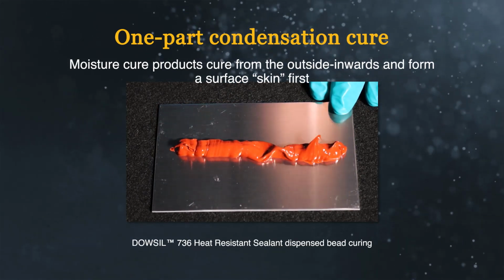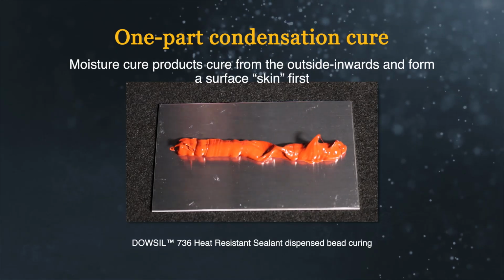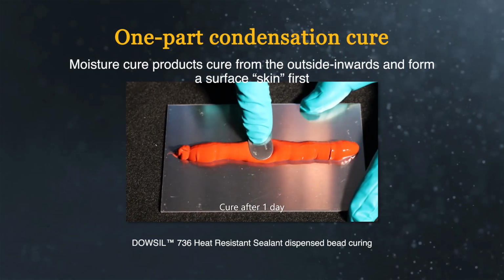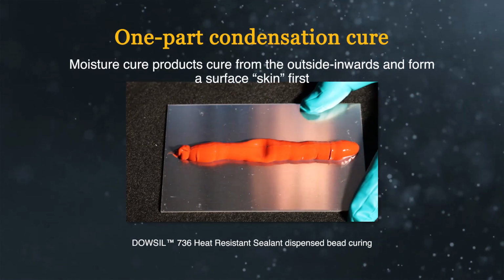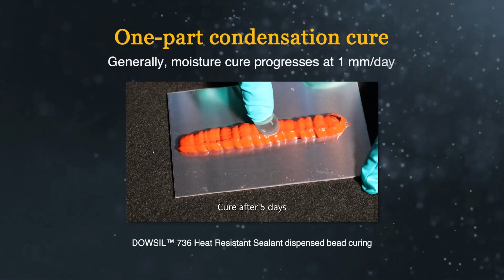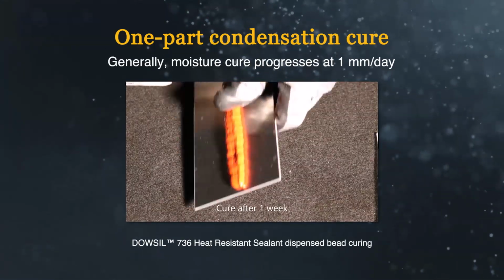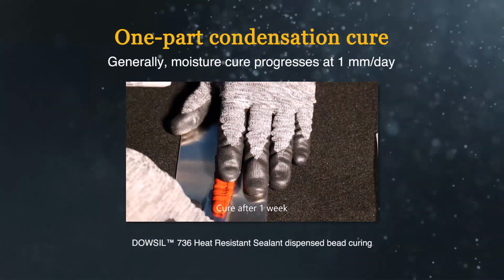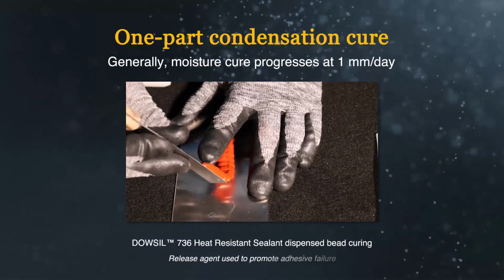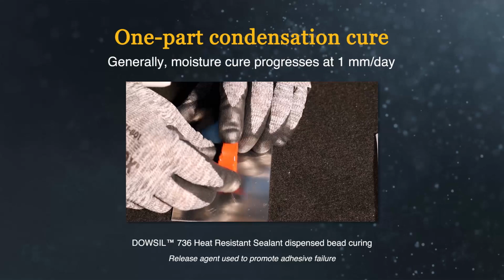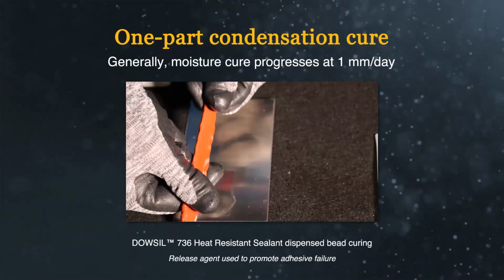Once this skin forms, the material can continue down production lines as the cure will finish by itself as long as it is in contact with moisture in the air. While the surface will be cured and dry within minutes, full cure is slow, progressing at about 1 millimeter of depth per day. In highly confined applications with only limited air exposure, full cure can take several weeks.